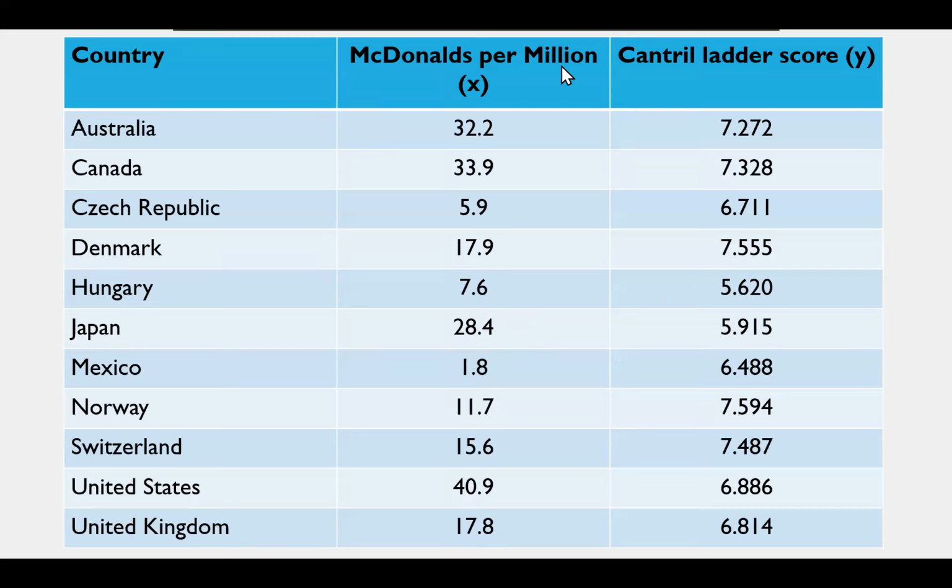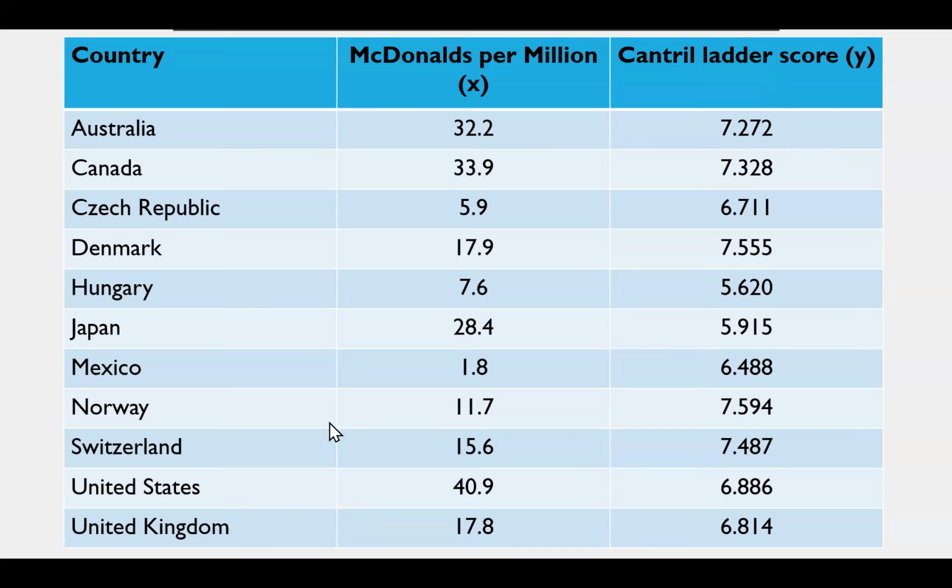The number of McDonald's per million people, we're going to call the X value. And the overall level of happiness is a Cantrell ladder score. Not to get into the weeds, but basically a Cantrell ladder score is a measure of subjective well-being. So it's like a life satisfaction score. It's not how happy I am at the moment, but more how satisfied I am with life. And they collected that data in these 11 countries.